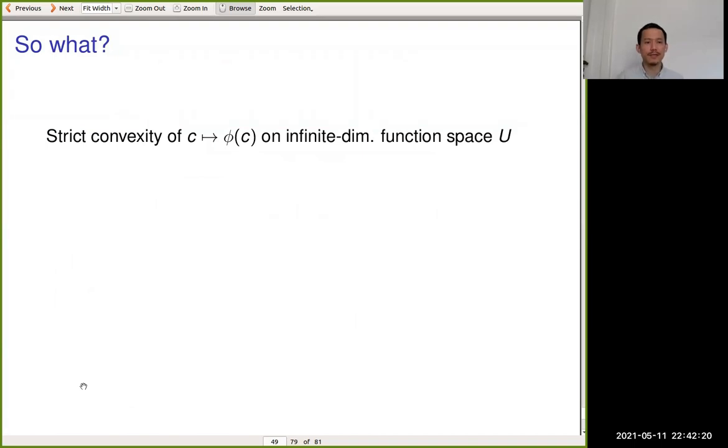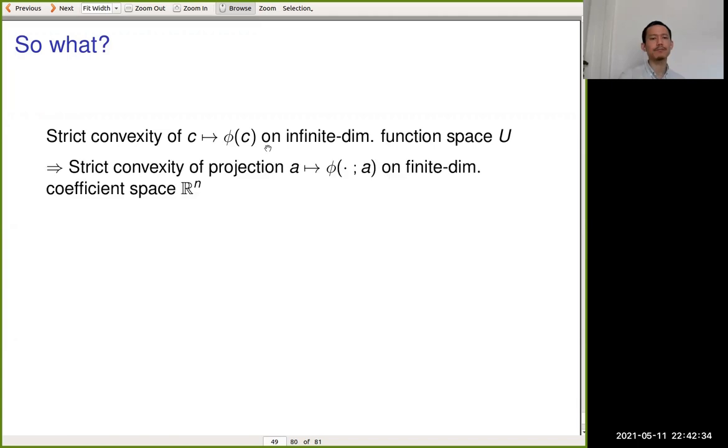So what, basically? Well, the strict convexity of the map that sends your control to the objective function, and here I've forgotten a little x here, the strict convexity of this map on an infinite dimensional function space is what we've just proven on the previous slide. What is this useful for? Well, it implies that the finite dimensional projection of our functional is also strictly convex. It's a strictly convex function on Rn.